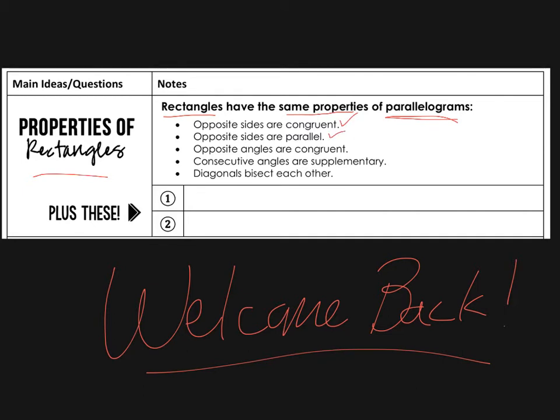Opposite sides are congruent, opposite sides are parallel, opposite angles are congruent, consecutive angles are supplementary, and the diagonals bisect each other. Now we're going to add two other features. The first of these additional characteristics is that all four angles are right angles, right? They all equal 90 degrees. Now that's a no-brainer. You should almost intuitively know that about a rectangle, right? A rectangle has four right angles.